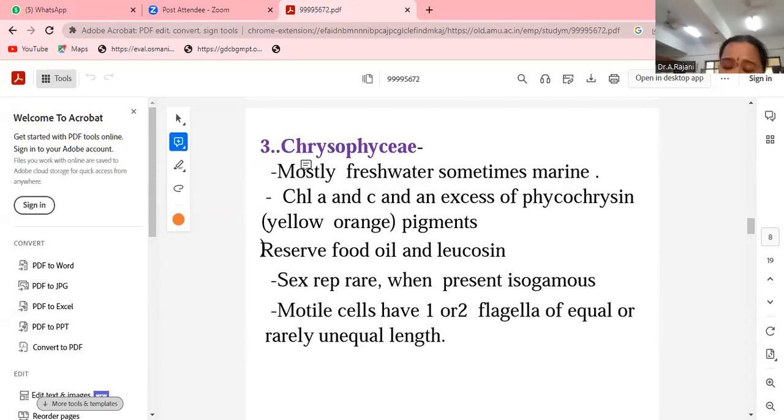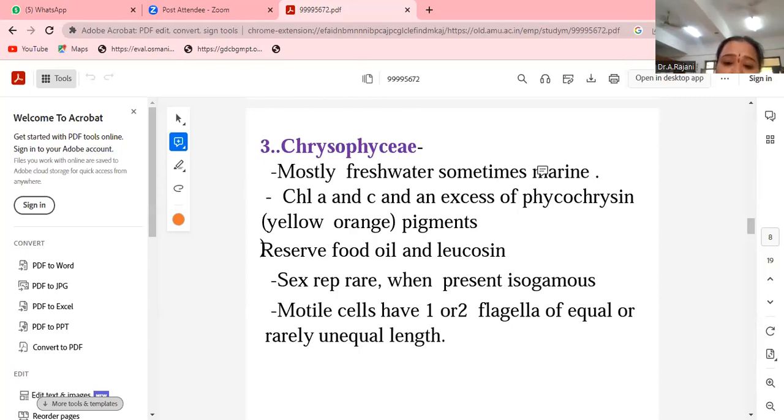Coming to the third one, Chrysophyceae. Chrysophyceae is also the third class that Fritsch, the scientist, explained. Mostly freshwater; only a few, just 10% or 5%, you can observe in marine water. See, chlorophyll A is very common. What is the other pigment? Chlorophyll C, and an excess of phycochrysin. Phycochrysin meaning here A and C are present.